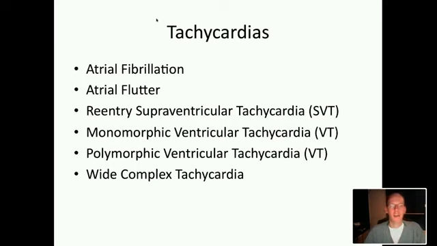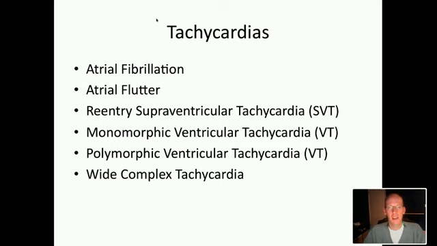So what are the common tachydysrhythmias? Atrial fibrillation is probably the most common. It usually doesn't get that fast, but it can. Atrial flutter, once again, is usually a little bit slower than atrial fibrillation because of the variable conduction delay, but if it's a one-to-one conduction, you can get pretty fast. Reentrant supraventricular tachycardias, or SVTs, often get faster than 150.